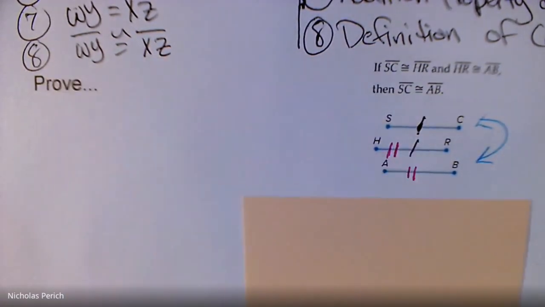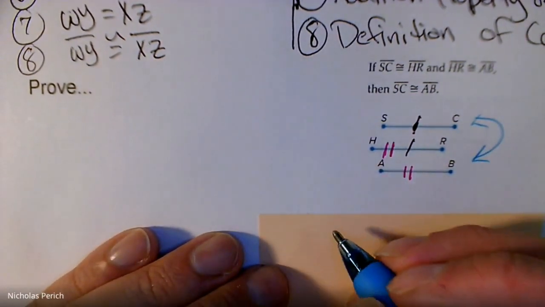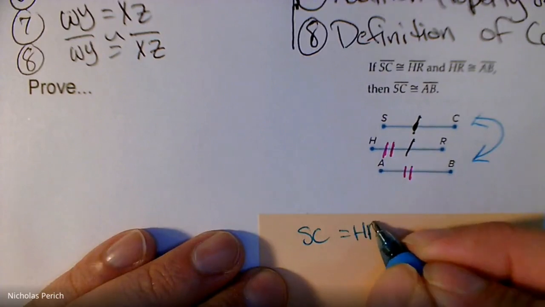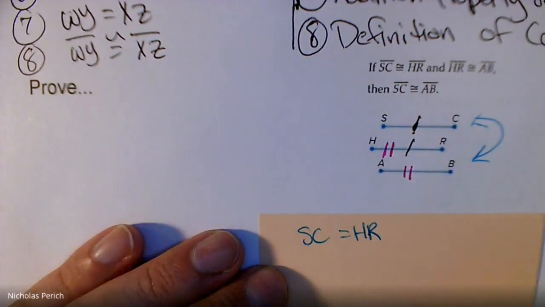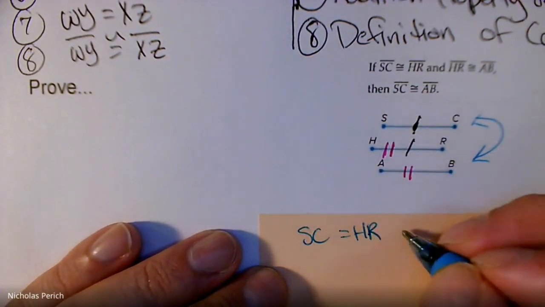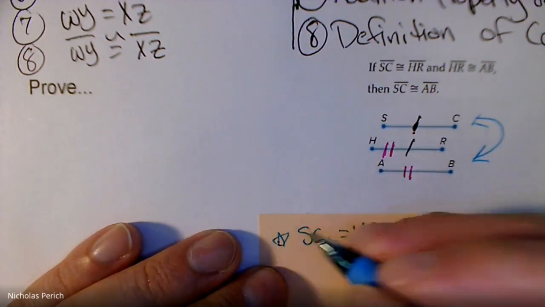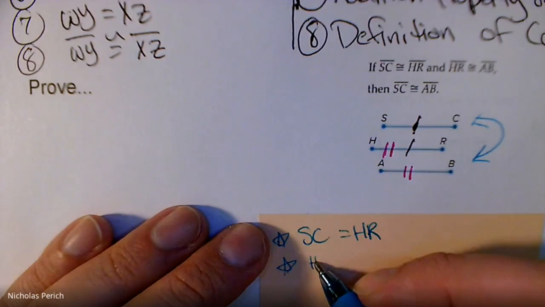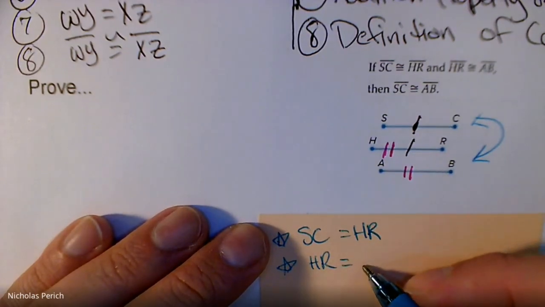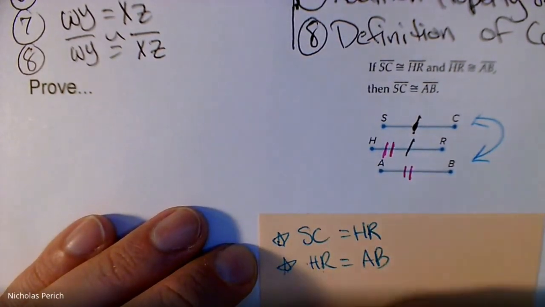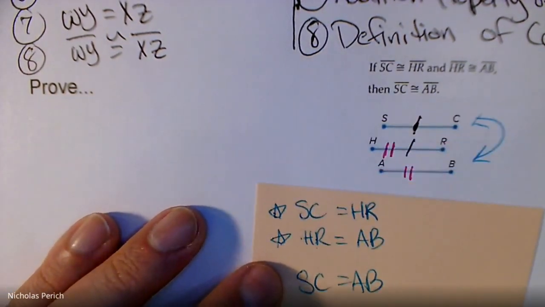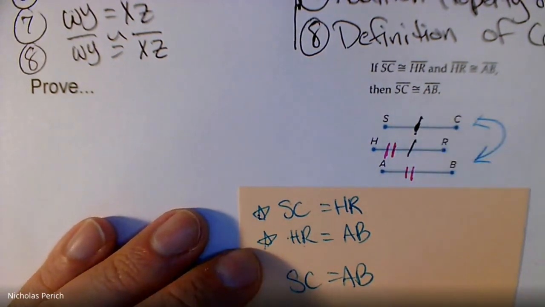All right, so simply put, I'm going to say SC equals HR. I'm going to write out 1 is my given. SC equals HR by definition of congruence. Anytime I do definition of congruence, I'm going to put just the star. Definition of congruence says that. Definition of congruence also says that HR equals AB. If SC equals HR and HR equals AB, then SC equals AB. I don't have to say anything. Scab. And that's what I have to find. So then I could say SC is congruent to AB. So this is going to be easy.